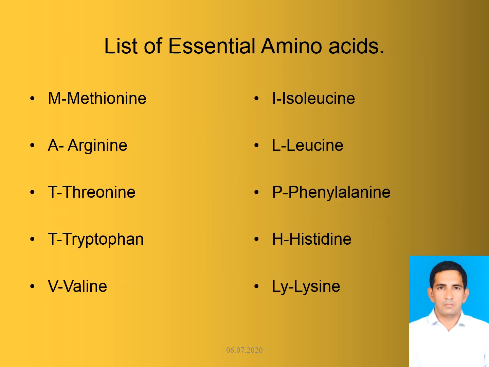List of essential amino acids: M, methionine; A, arginine; T, threonine; T, tryptophan; V, valine; I, isoleucine; L, leucine; P, phenylalanine; H, histidine; Ly, lysine.